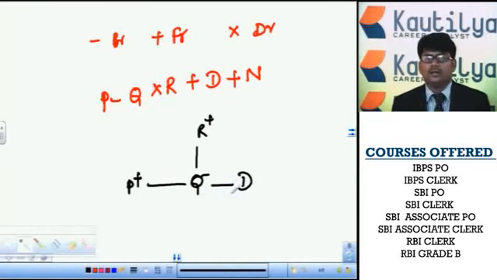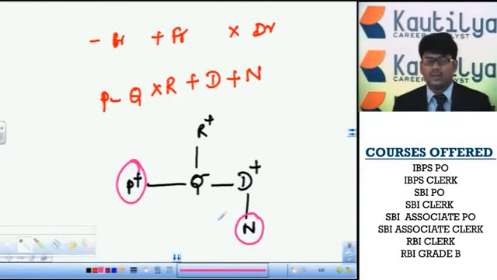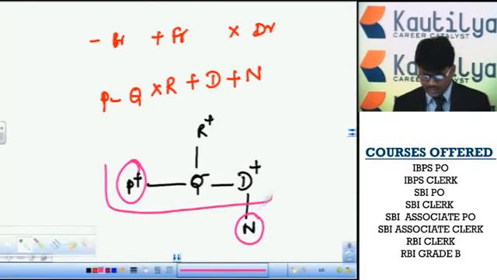Next, D is a father of N. D is a plus symbol of N. Then the question is, how is P related to N? P is in an upward direction, N is in a downward direction. In terms of P, Q and D, they are in a sibling relation, then N is down a generation.